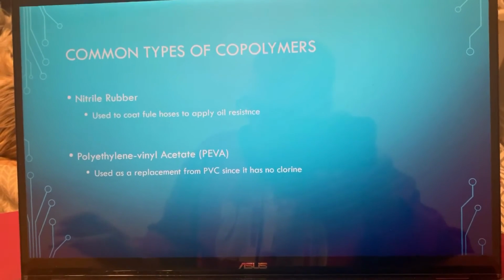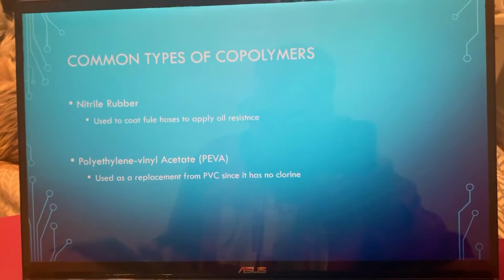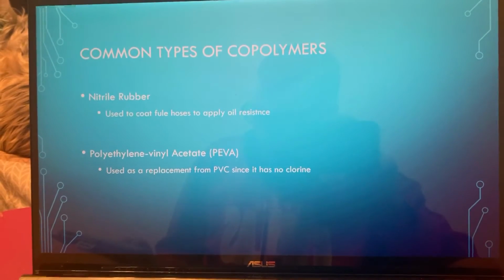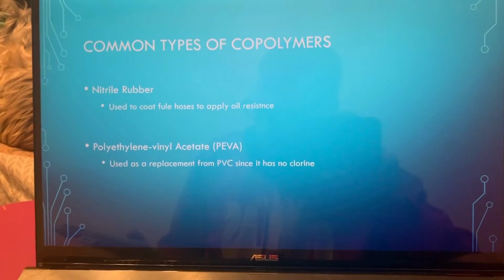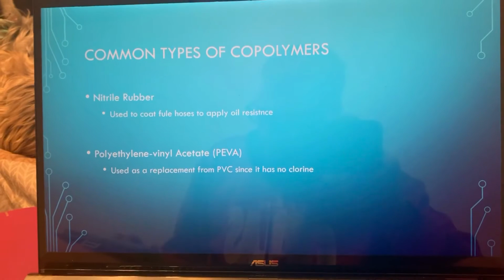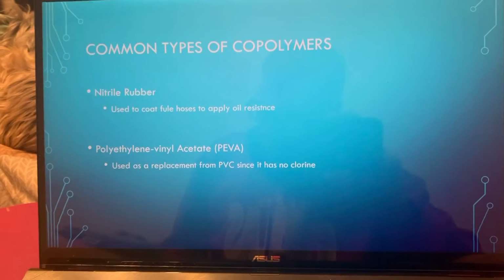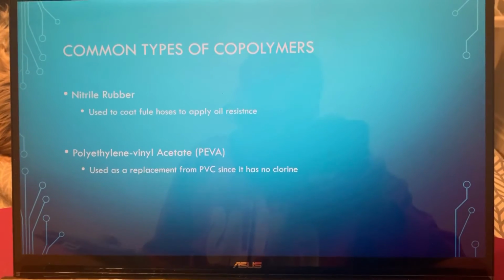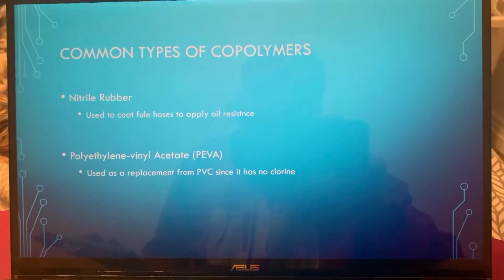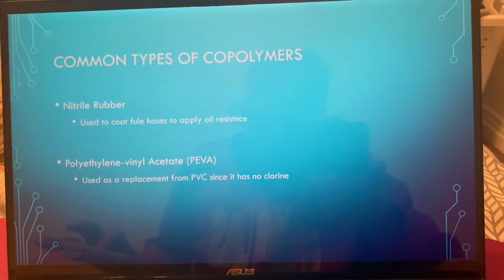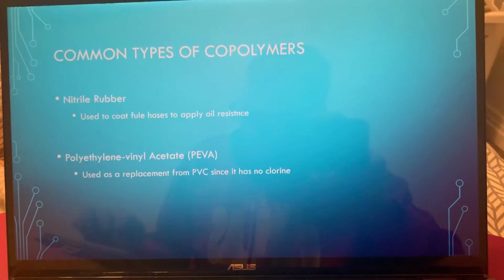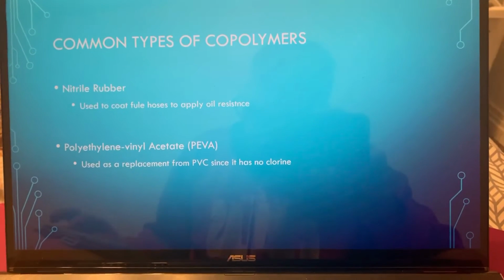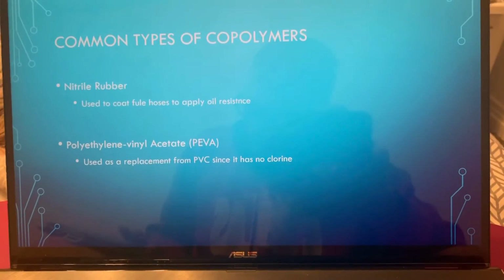Some common types of copolymers are nitrile rubber, which is used to coat fuel hoses in cars and inside buildings and everything, and it acts as a barrier to prevent the oil from seeping through and causing damage to any of the other parts. Polyethylene vinyl acetate, or PEVA, is being used as a replacement for PVC because it doesn't have any chlorine additives in it, so it doesn't have a chance of leaking chlorine into any of the substances that you are transporting through the PVC piping.